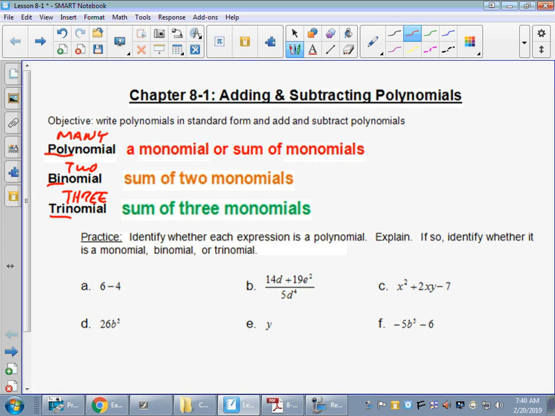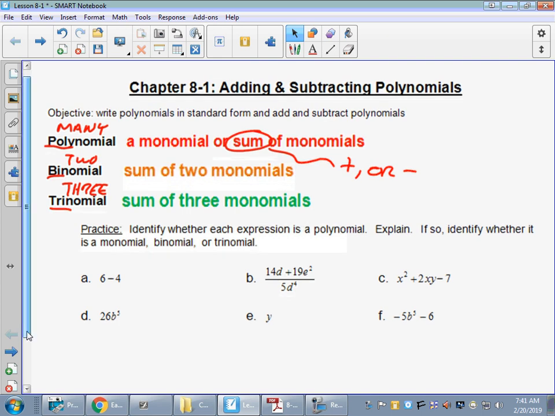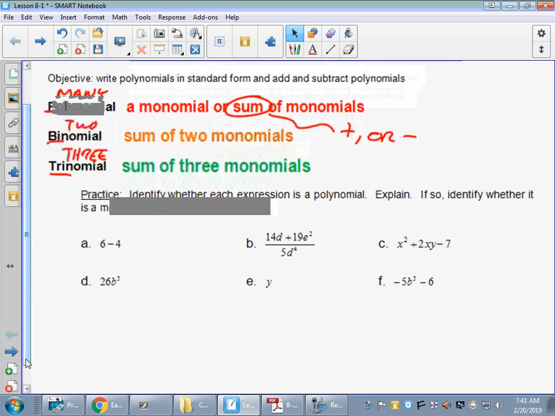Okay, and then the other thing is to think about the word sum. Sum could be plus or minus, because subtraction is just adding a negative. So when we talk about sum, yes, sum means adding, but subtracting is just adding a negative. So we can say that's a polynomial as well, too. The negative actually works as a sum.